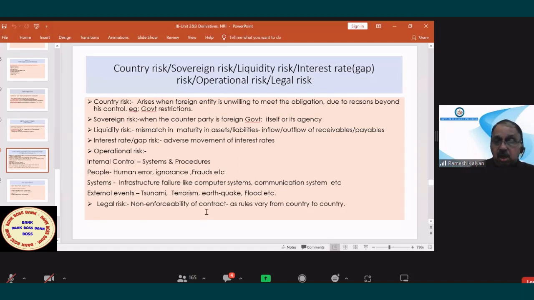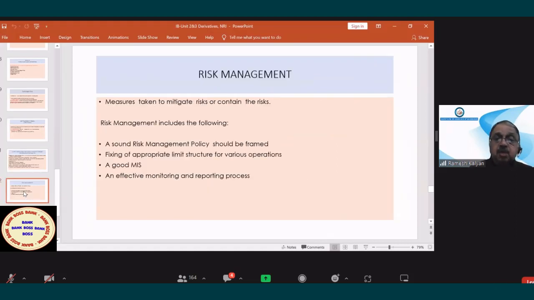Legal risk is non-enforceability because the rules will be different from country to country, place to place. We cannot sue based on the Indian Penal Code in another country. There the rules are different, because whether the country will even permit you to sue is another thing. And the benefits of risk management also you would have studied in that.